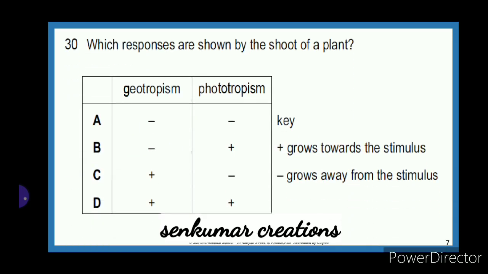Which responses are shown by the shoot of a plant? Geotropism, phototropism. Which responses are shown by the shoot of the plant? The shoot of the plant always shows phototropism. So phototropism is plus, geotropism is minus. So we can say B is the exact answer. You understand clearly, students? I hope you understand easily, right?